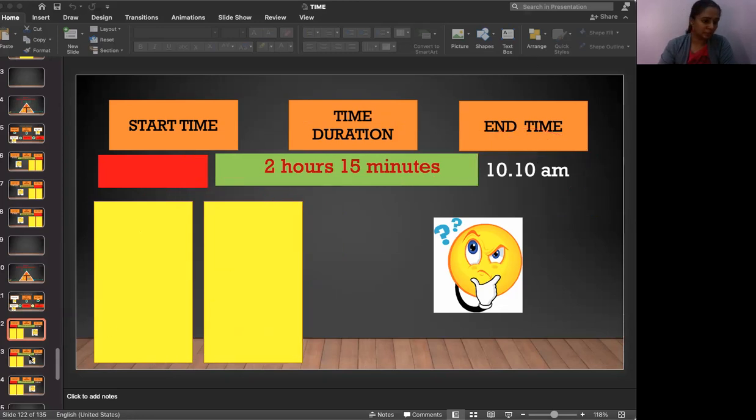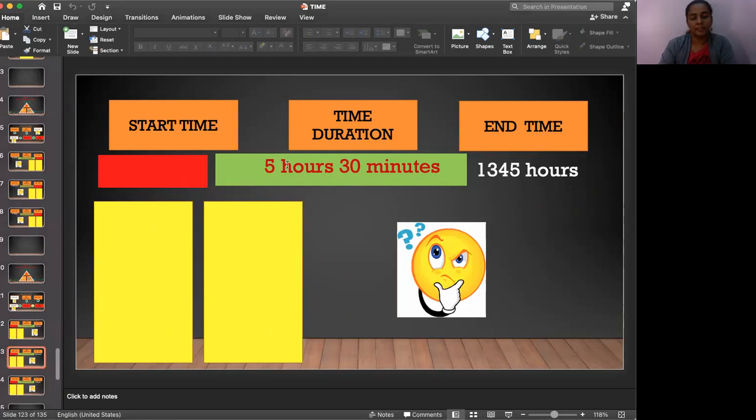Our second question here. All right. The time duration given is 5 hours and 30 minutes. And the end time is at 13:45 hours. So we are given the end time, we are given the duration, and we are required to find the start time. How do we do it? Take your end time, subtract your time duration. So this is the column for hours. This is the column for minutes.